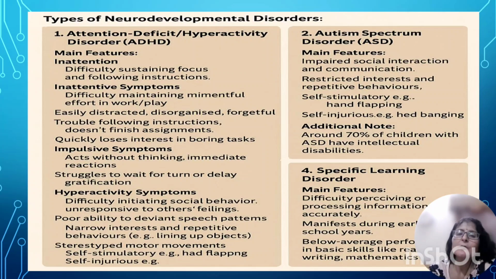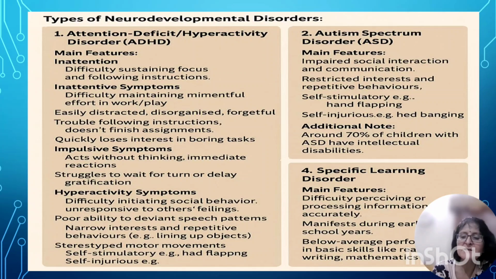Okay, next is Autism Spectrum Disorder. The main feature of this is that the child is not able to interact. He is not able to establish any eye contact, especially with strangers, and social interaction and communication skills are missing. Hand flapping and self-harm behavior can also be seen in autism. And around 70% of children with autism have intellectual disability.